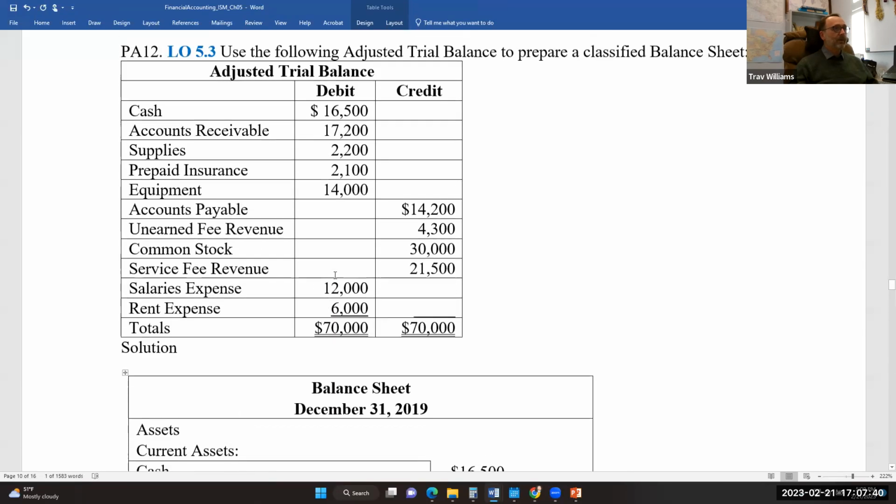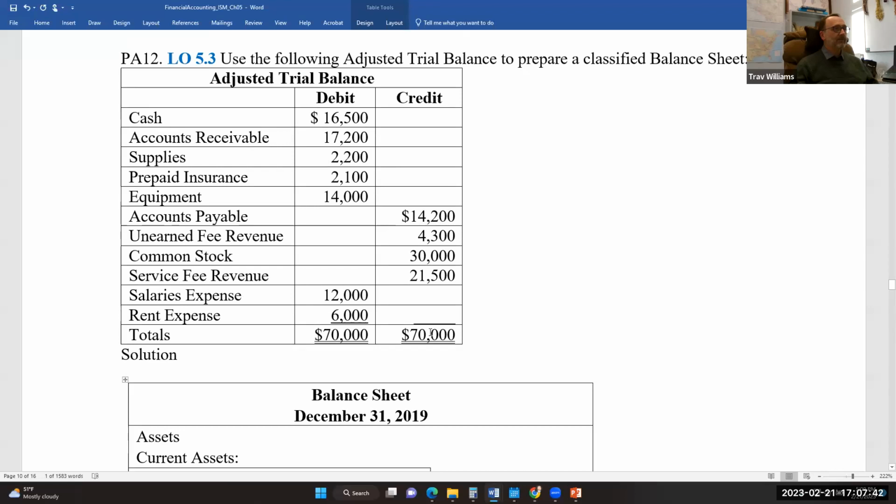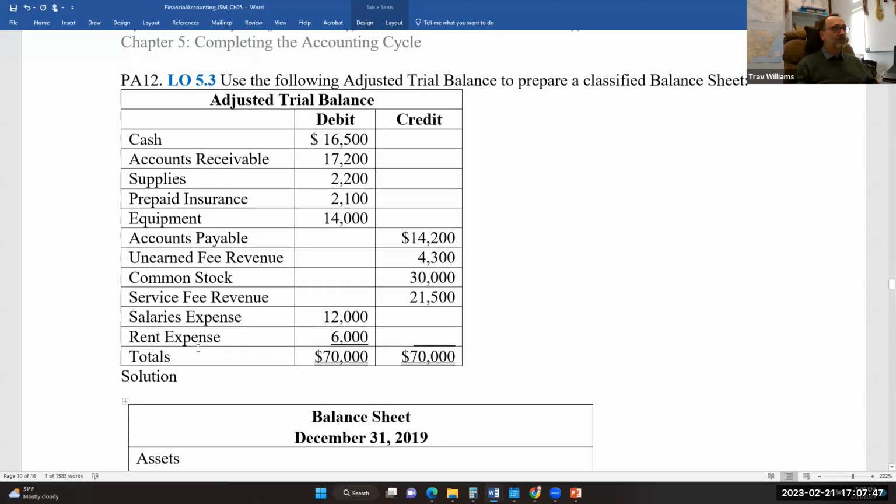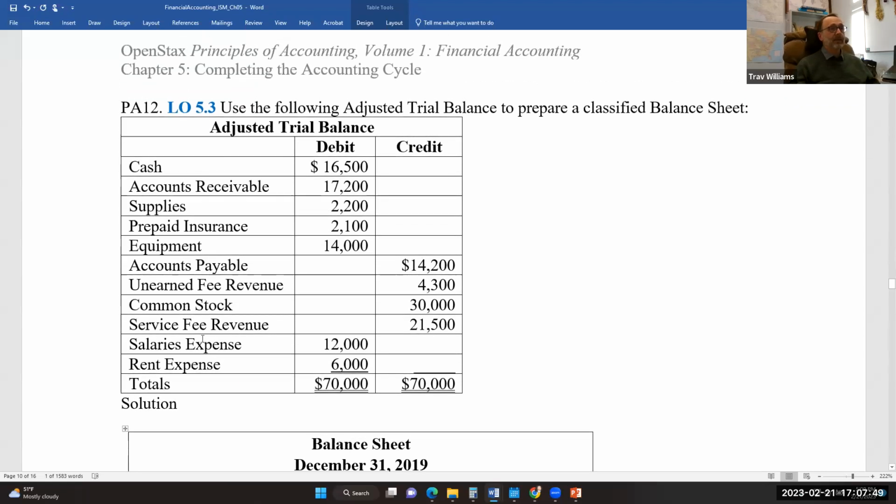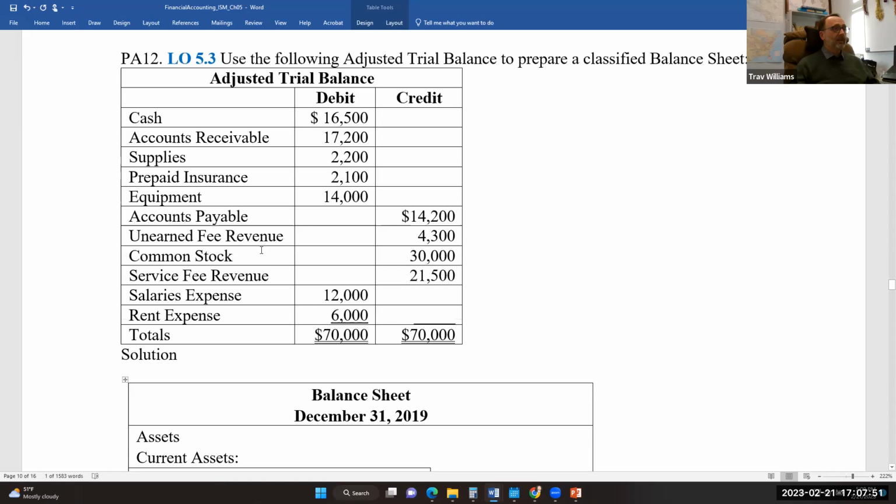If we look up here, we don't see 3,500 anywhere. We also don't see retained earnings. So this company had 0 beginning retained earnings, but they then had some earnings during the period. How much did they earn? Well, they had revenue of 21,500 minus their expenses. So this is something we would see on the income statement, right? Revenue minus expenses equals net income.